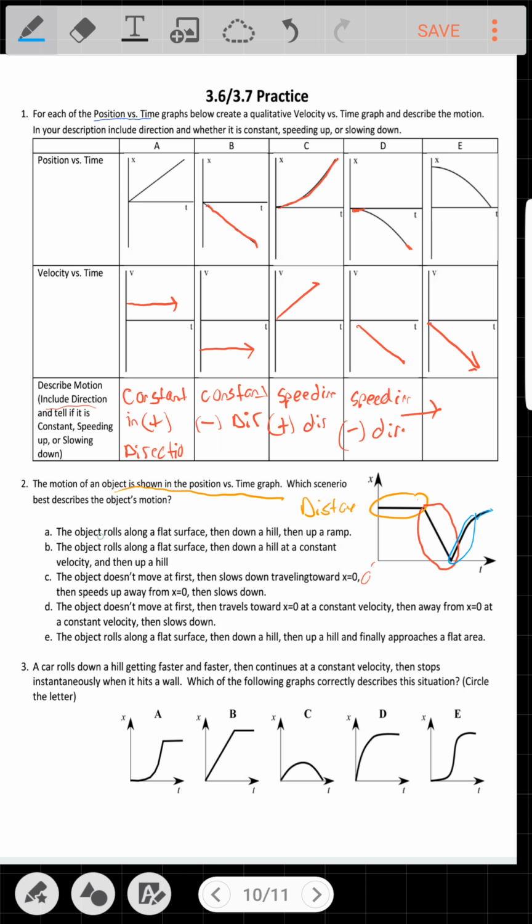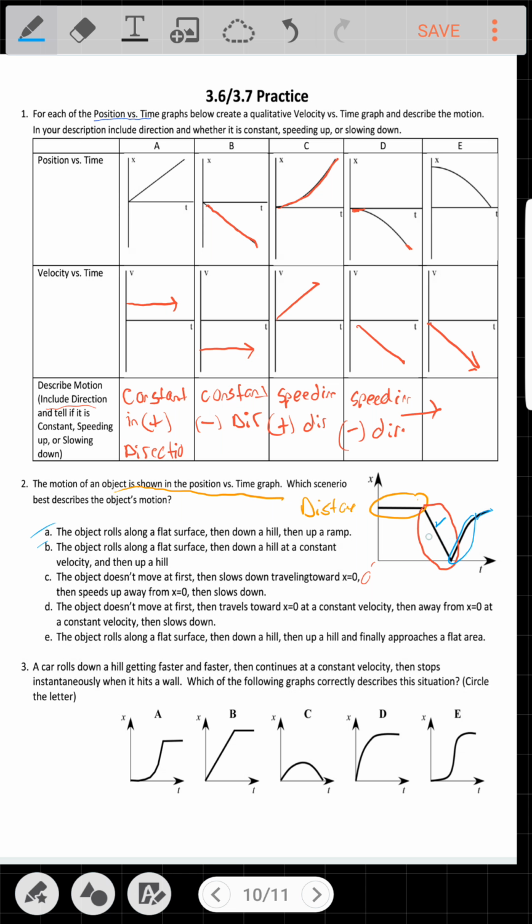Object rolls along. Well, rolling along means that it's moving. It didn't move first. The object rolls along, so let's cross A and B out because they both say that. C says the object doesn't move at first. Check. Then slows down, traveling. No, it's sped up. That's the thing here. So it's increasing speed in the negative direction there. And speeds away from X, then slows down. Well, it didn't slow down. It actually sped up towards 0.